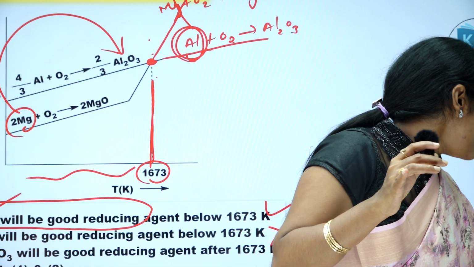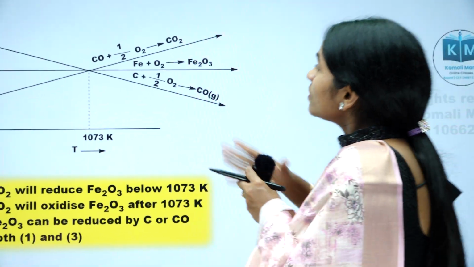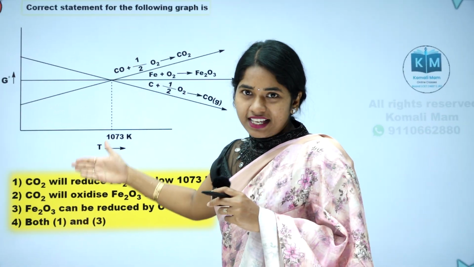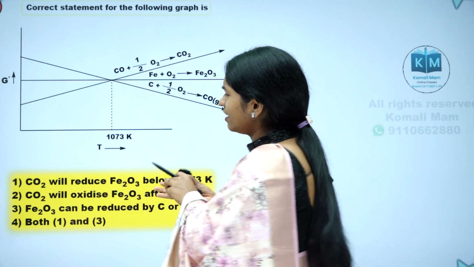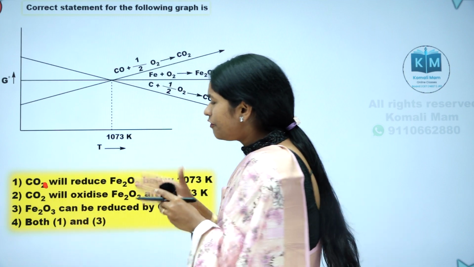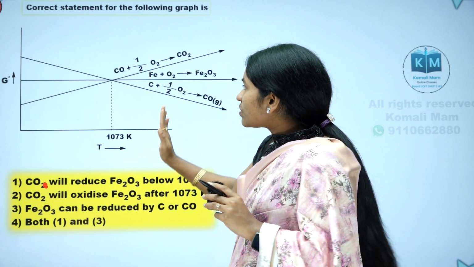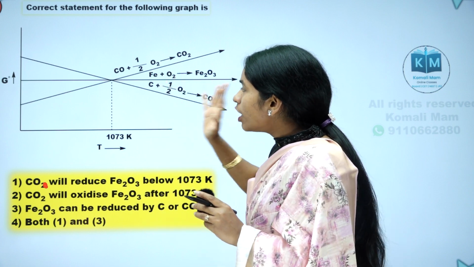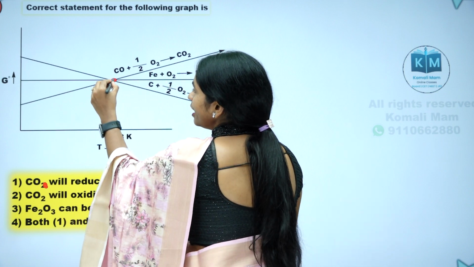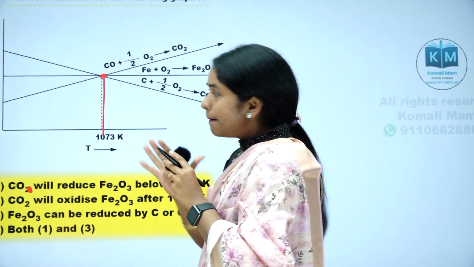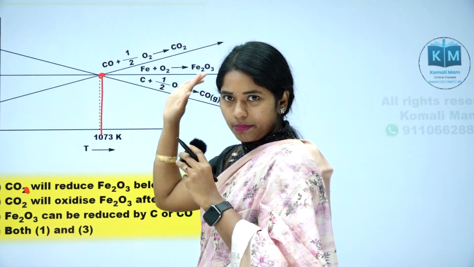Now solve this question. See how you will solve. Correct statement for the following: you see this graph. Different options are given like this. First understand the graph. What is this graph? Just check the temperature point. Below temperature, after temperature, right?